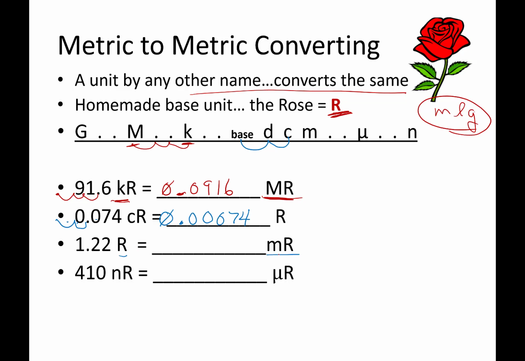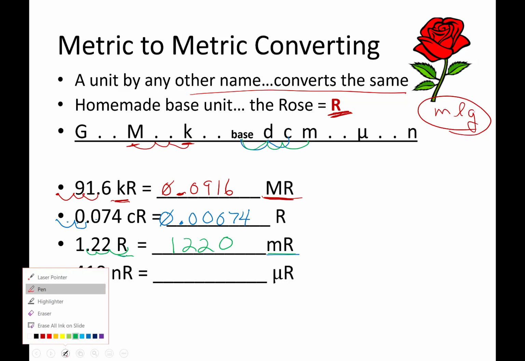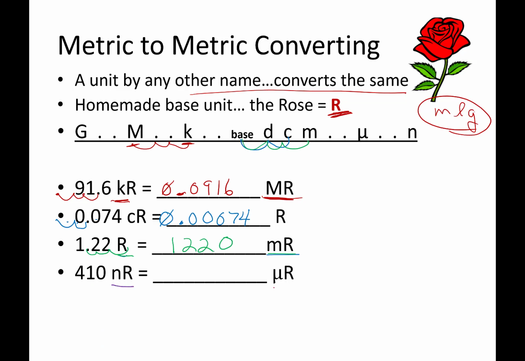Roses to milliroses, so I'm going to change colors here so we can keep track. Roses to milliroses, we're going to go 1, 2, 3 to the right, 1, 2, 3 to the right, 2,220. And last but not least, go back to purple. I'm going nano to micro, 1, 2, 3 to the left. Implied decimal here, 1, 2, 3 to the left. 0.410. You got it?